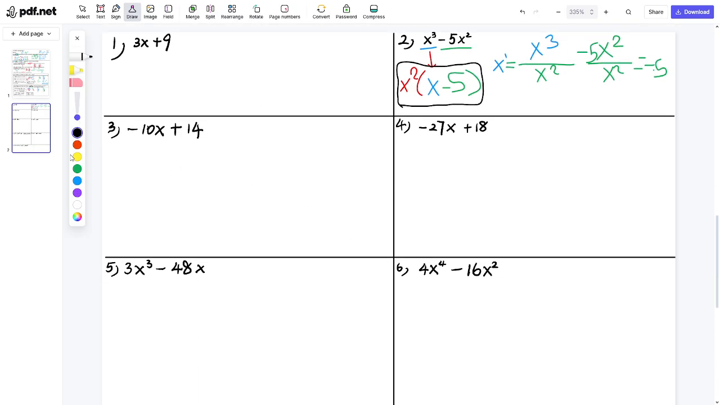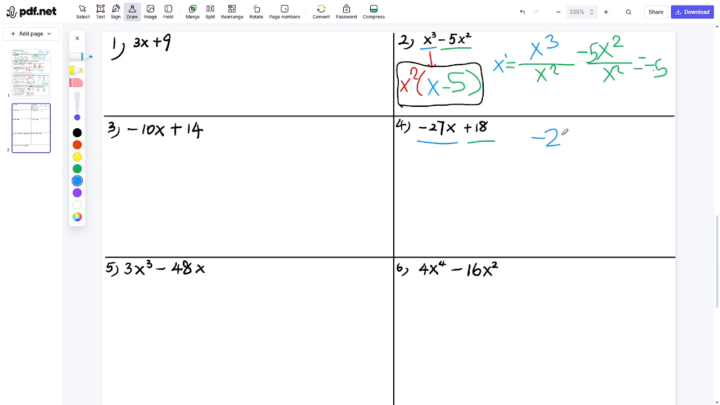All right, we're going to do number 4 now. First, find our two terms: negative 27x and positive 18. First thing you can recognize, you don't need to take x out of both. This one's the only one with an x, so we only need to take out a number. So let's do that.